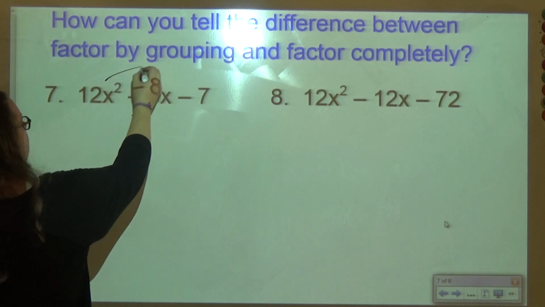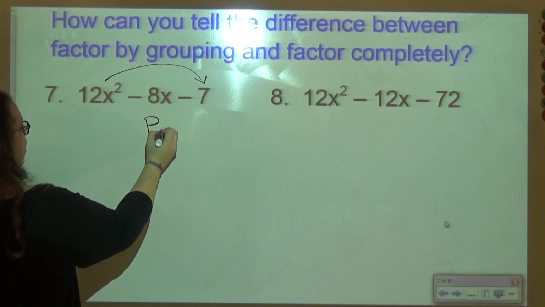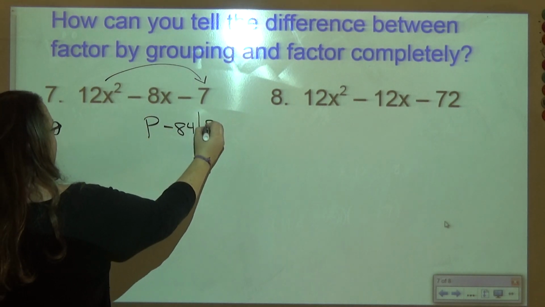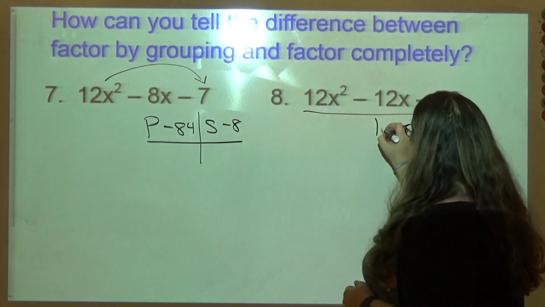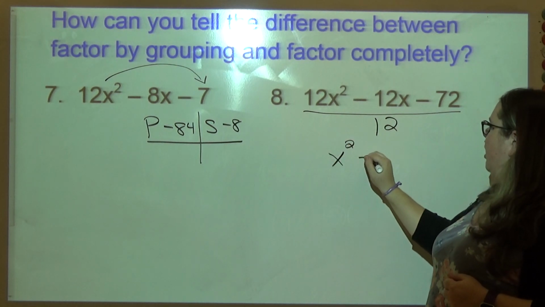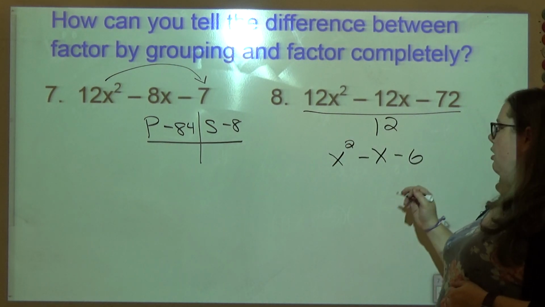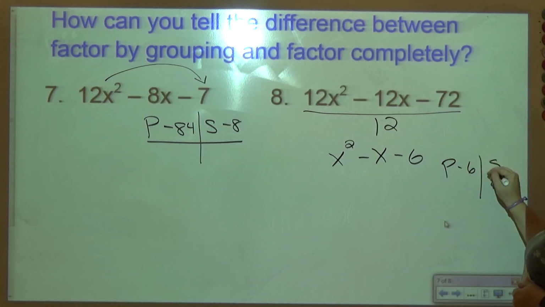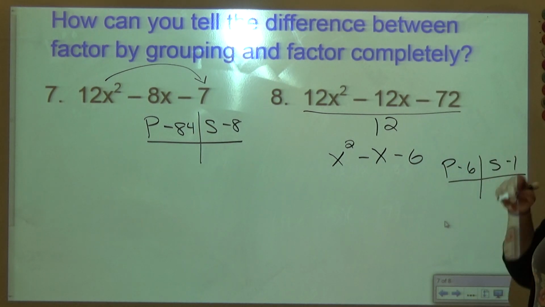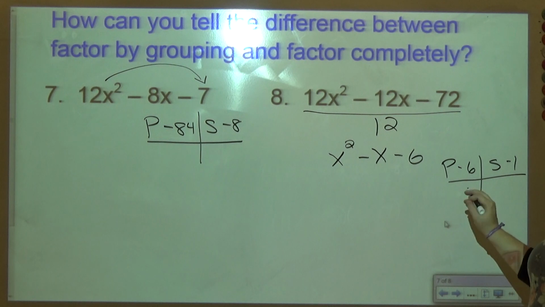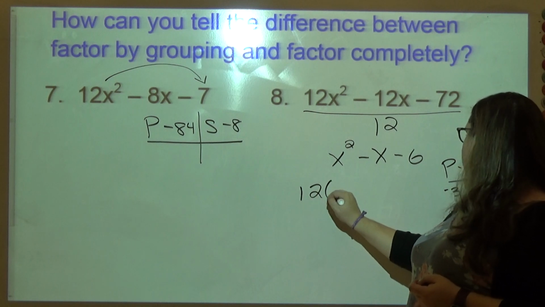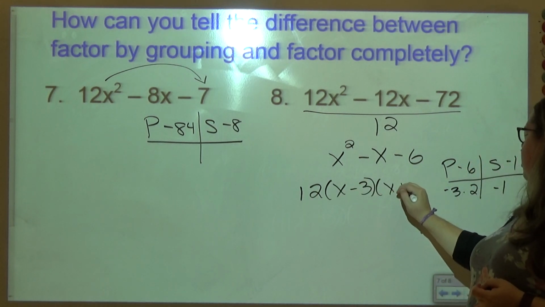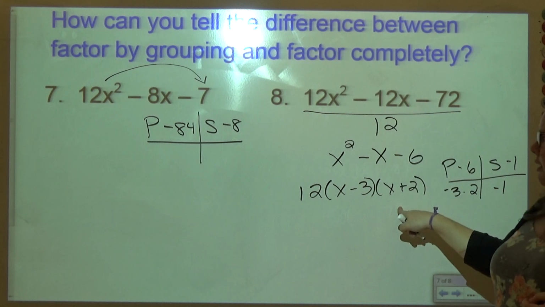So this one, we're doing a product of negative 84 and a sum of negative 8. This one, we're going to divide everything by 12. x squared minus x minus 6. So our product is negative 6 and our sum is negative 1. If you try to do this one with a slide, you're going to lose your GCF. Okay, so that's important. So this is 3 and 2. So this one factored is this.